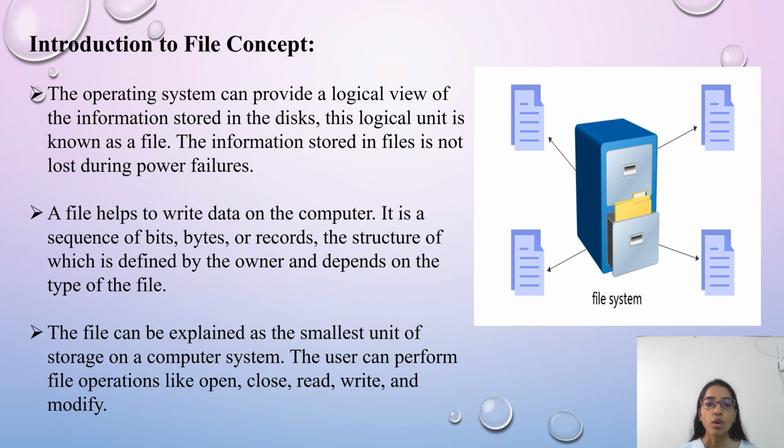It is a sequence of bits, bytes, or records, the structure of which is defined by the owner and depends on the type of the file. The file can be explained as the smallest unit of storage on a computer system. The user can perform file operations like open, close, read, write, and modify.